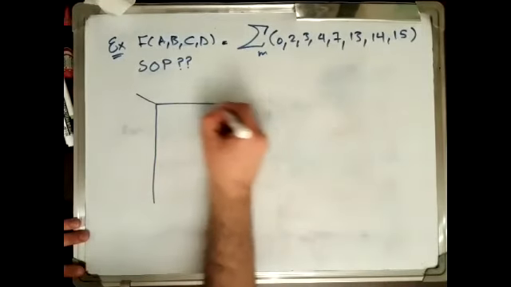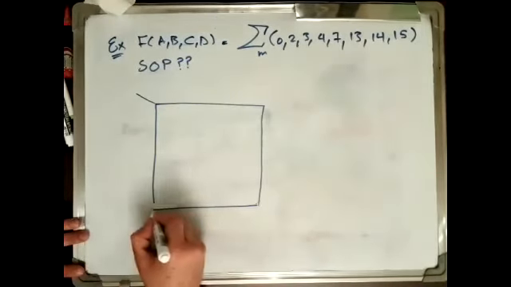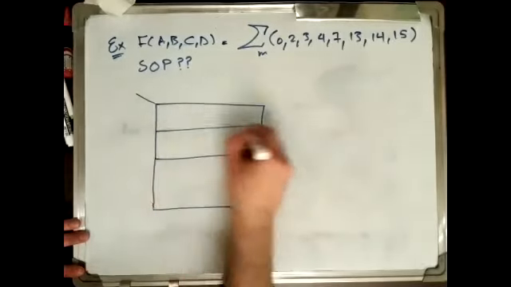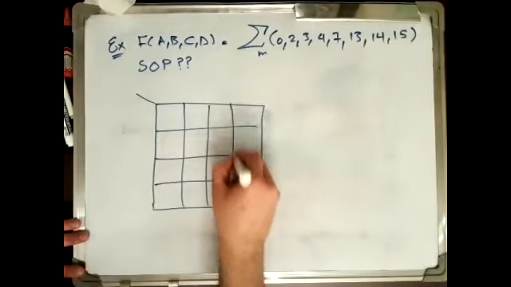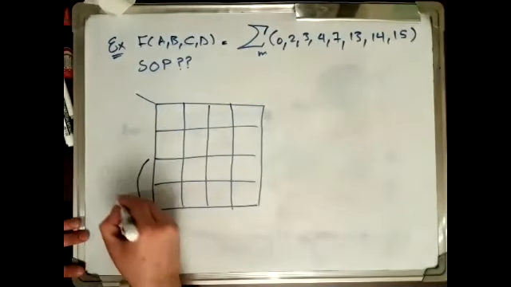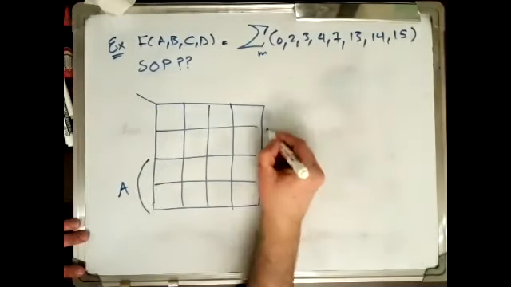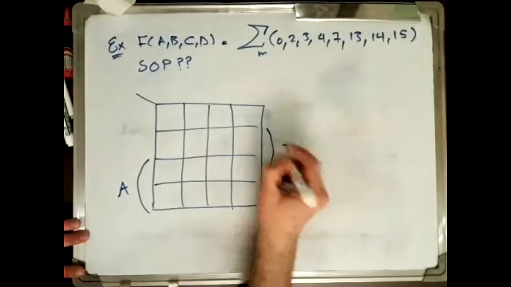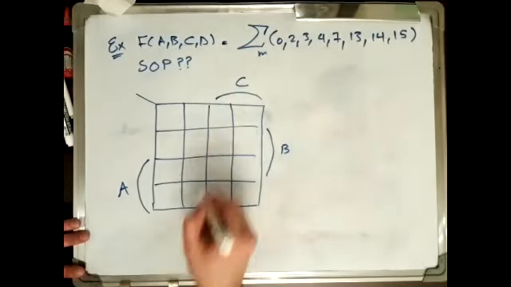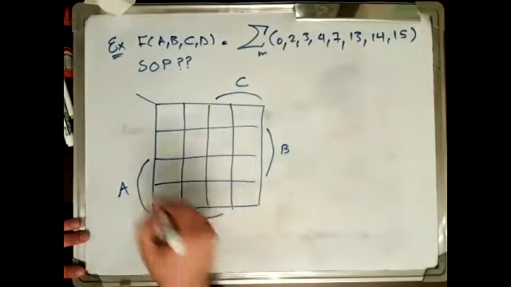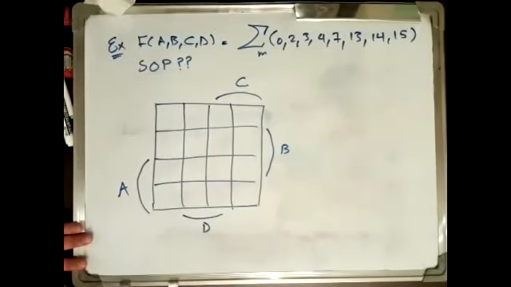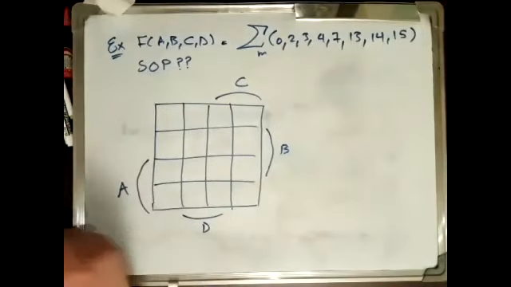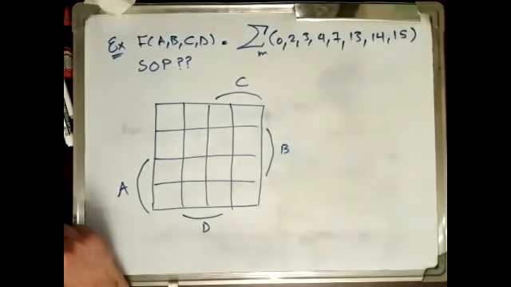So this is a four variable function. So basically we draw the four variable KMap. This is the most significant variable A. This is the next one, B, C, and D. And we said if we are working with one function only, we don't have to write that. This is to indicate that this map is for function F.